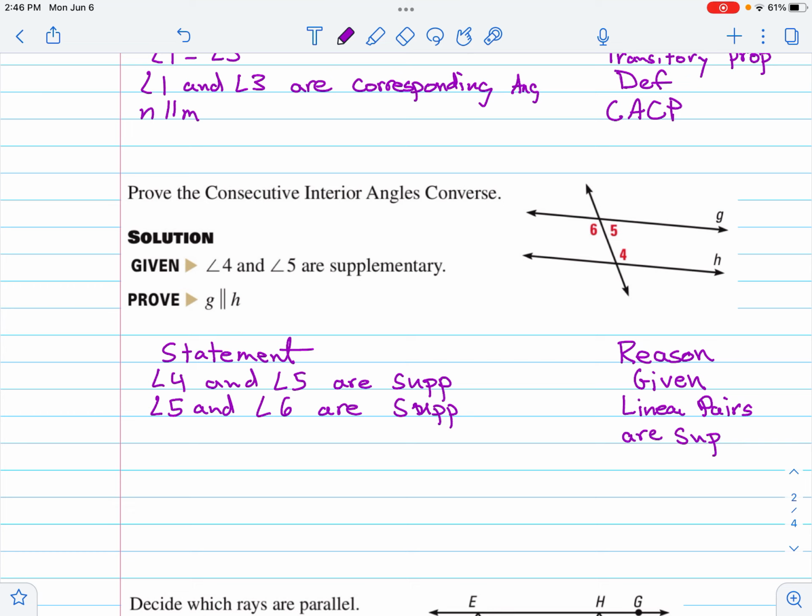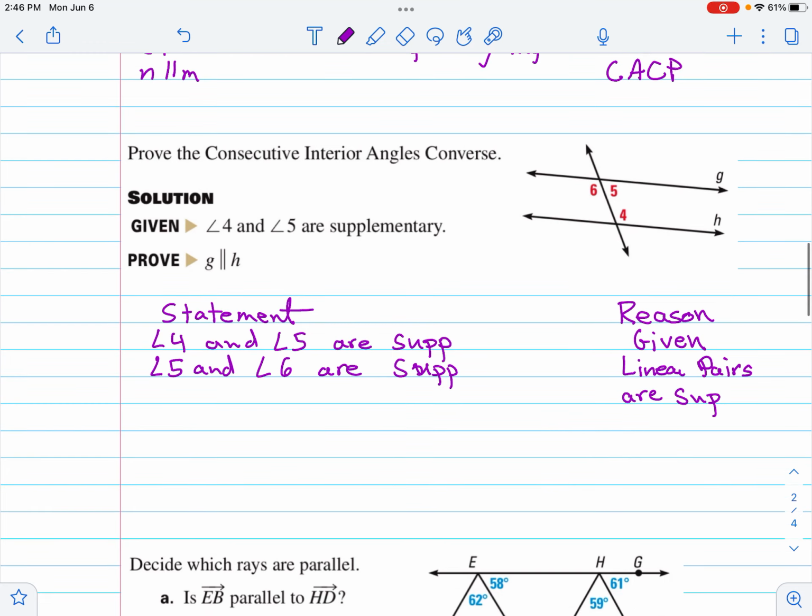Okay, because angle 6 and angle 5 are linear pairs. Now there are other ways we could go about that. Now look what we have. We have 4 and 5 are supplementary. Okay, 4 and 5 are supplementary. And 5 and 6 are supplementary.